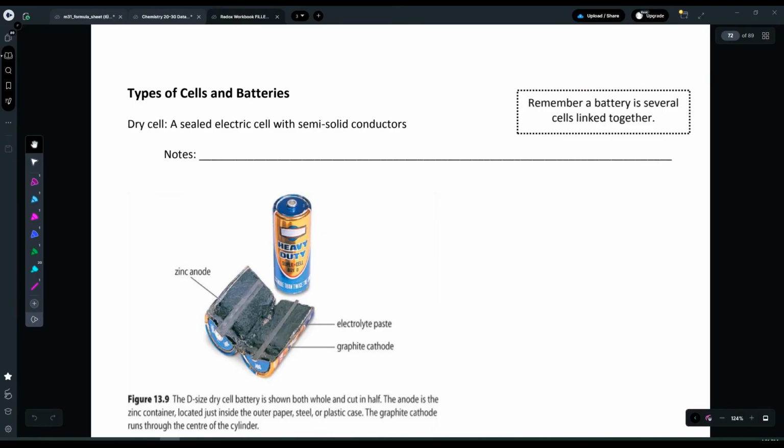So with this, notes on dry cells, we're just going to talk about it in general. You don't need to know the specific reactions that go on in a dry cell, but you do need to understand the general idea behind how these batteries are functioning.